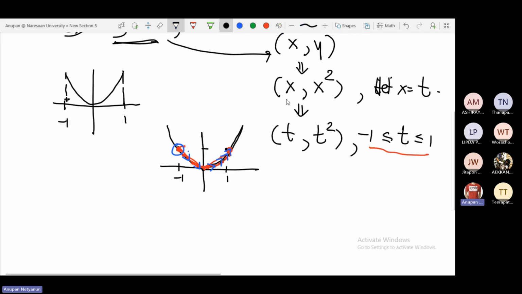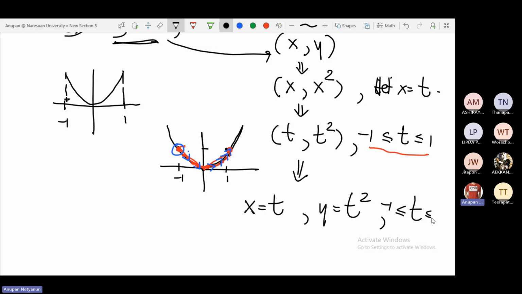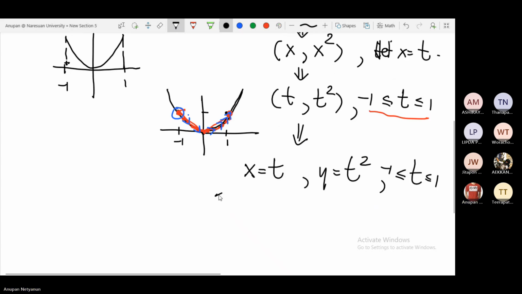Now, from here, you can see that I have x equal to t, right? My coordinate of x equal to t. And y is equal to t squared. Okay? Where t is between -1 and 1. Okay? So this is called a parametric equation. Okay?